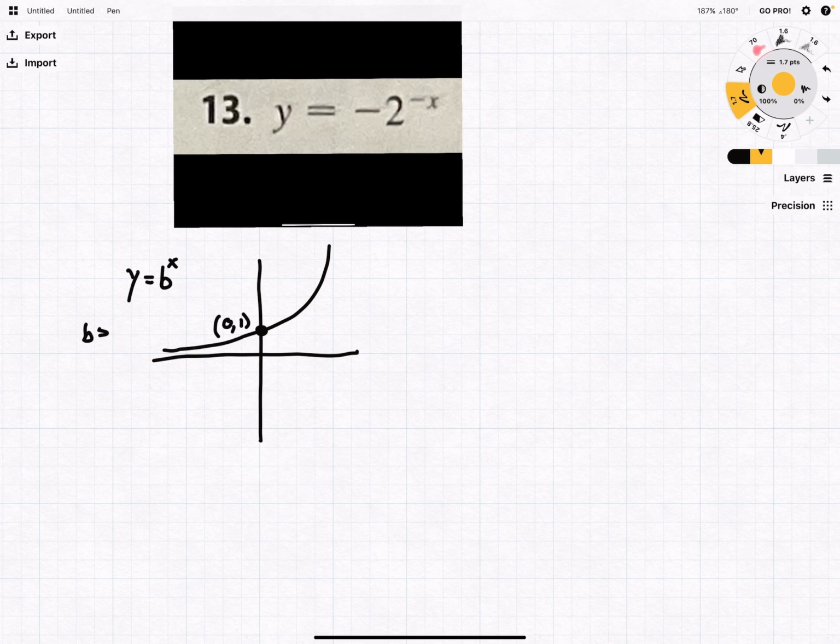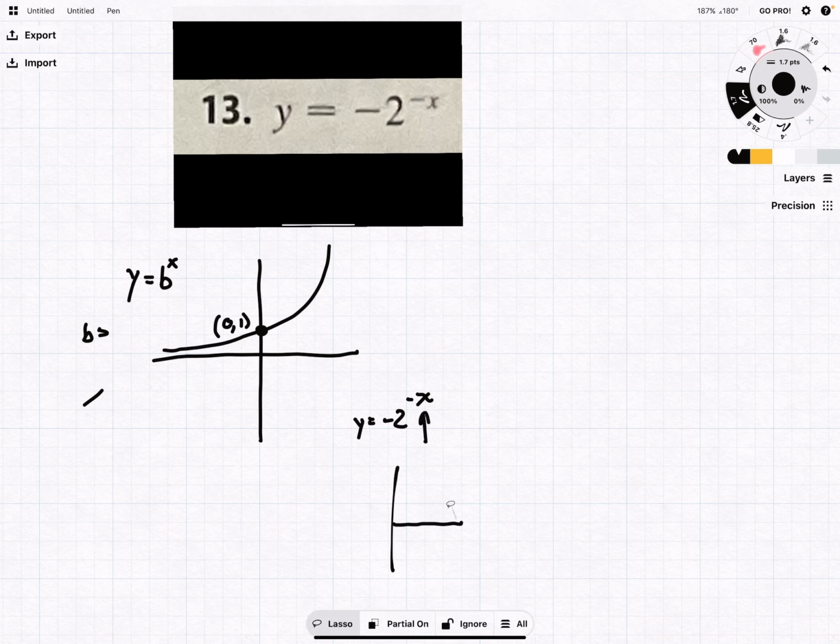So here we have y equals negative 2 to the negative x. So we have a couple of transformations here. It'll pretty much be a reflection across the y-axis because of this negative x. Whatever we plug in, if it's positive, then that's an interesting feature.